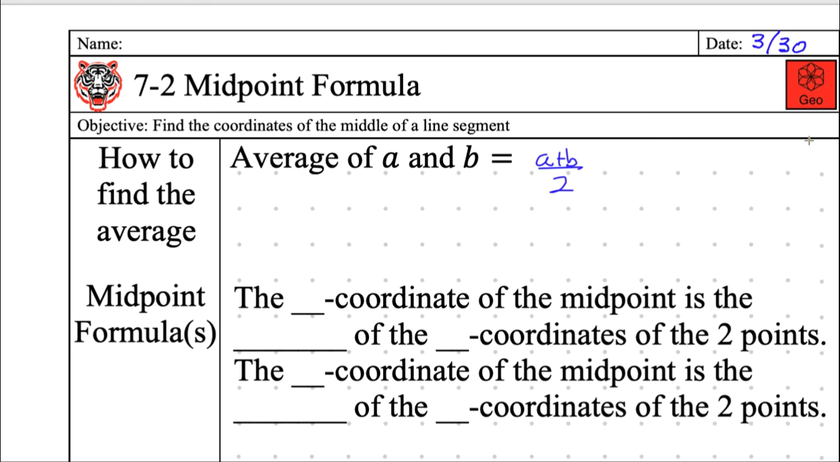So if I was practicing, what's the average of -1 and 5? Well, I would plug it into my formula. I'd say -1 plus 5 divided by 2, and that's equal to 4 over 2, which is equal to 2. So 2 is the average between -1 and 5.